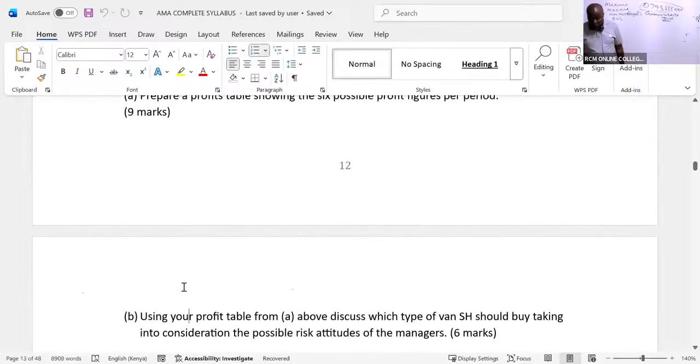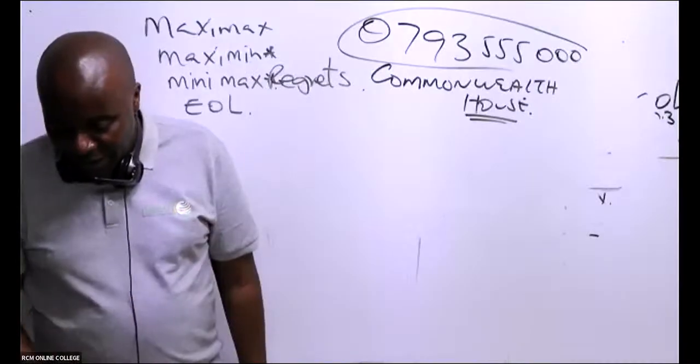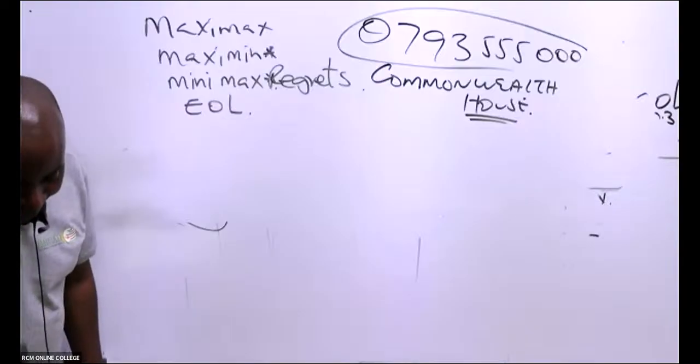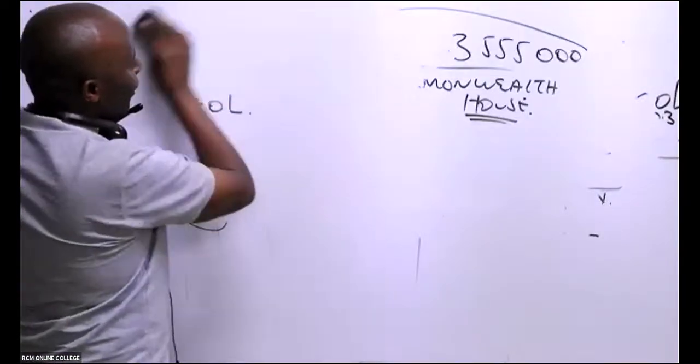Required, they want us to prepare now a profit table showing the 6 possible profit figures per period. How many marks? 9. And in August 2025, they gave us a replica of this question where they wanted us to construct a payoff table. Not many students are able to construct a payoff table, but fortunately, this semester, I have very, very good students who will be able to do it. August, I'll come back to that one. Yeah, first we do this, and then we go to August 2025.